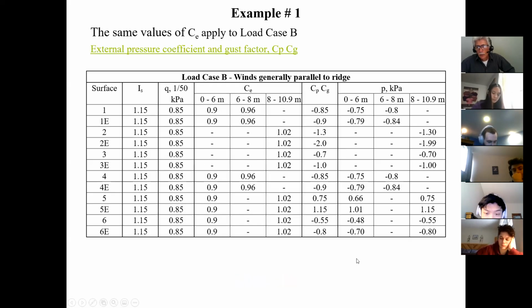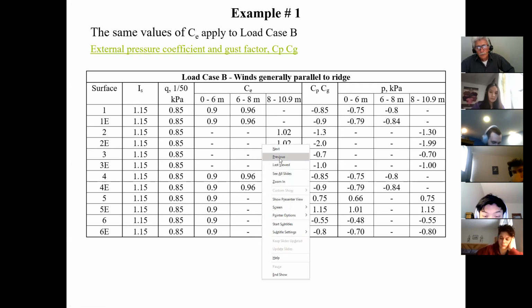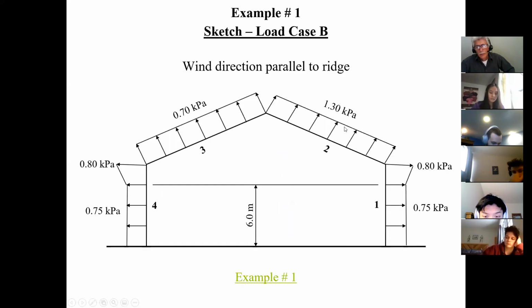You would go back to your tables. For surface 1, you have 2 values: from 0 to 6 meters, and then from 6 to 8 meters. And then for 1E and so on, you get all your values from your table and you put them down. Again, you notice that in this case, they are all going away. That means these are all in suction. In other words, the building literally wants to come apart as the wind is blowing parallel. So all the surfaces that are basically parallel to the wind are always all in suction.